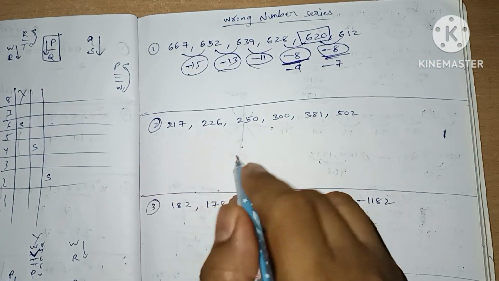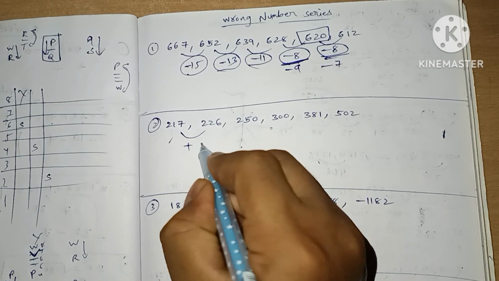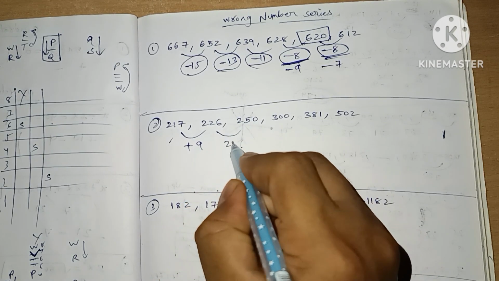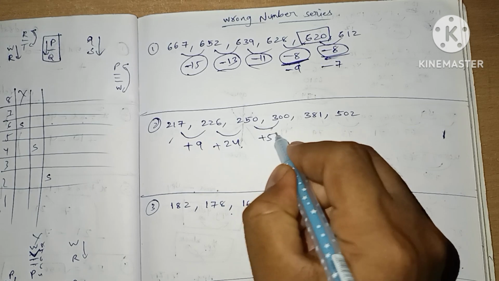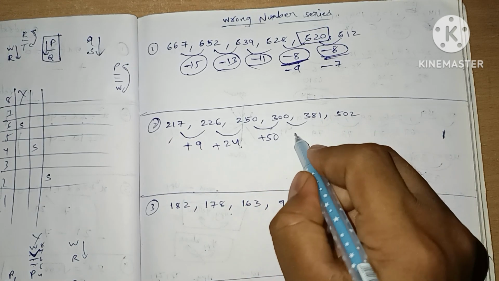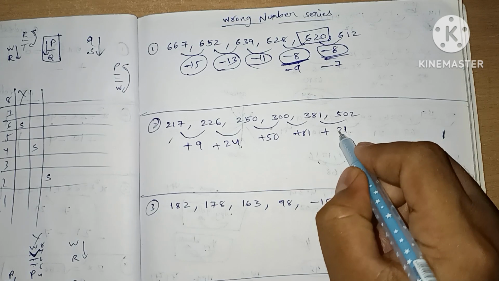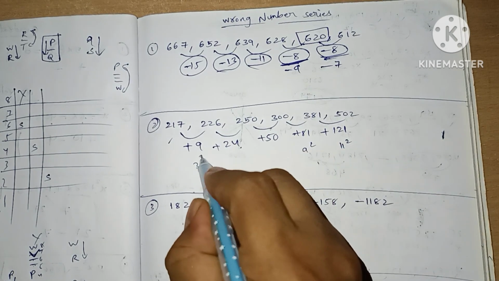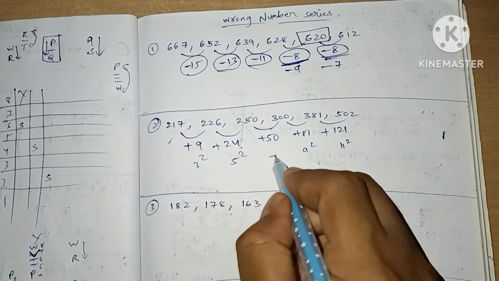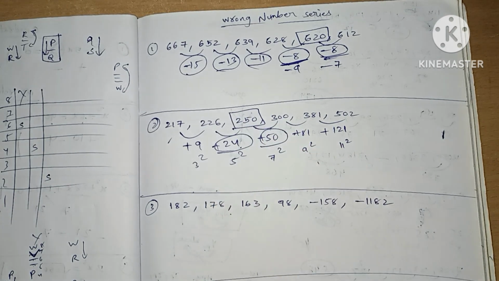Okay, let's see this one. Here we are going with the differences. Here plus 9, here the difference between these two is plus 24, here the difference is plus 50, here the difference is plus 81, here the difference is plus 121. This is 11 square, this is 9 square, this is 3 square, so it must be 5 square and this must be 7 square, which are wrong, so our wrong number is 250.